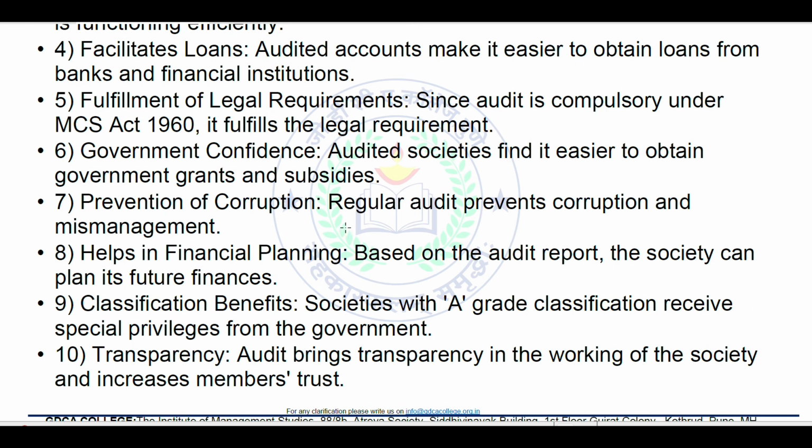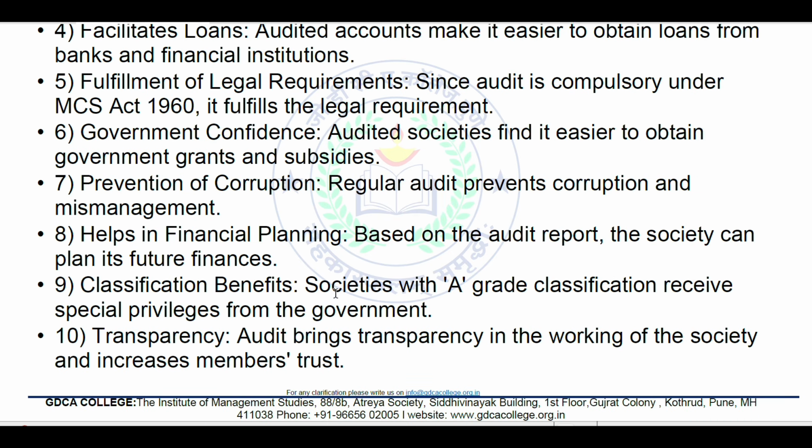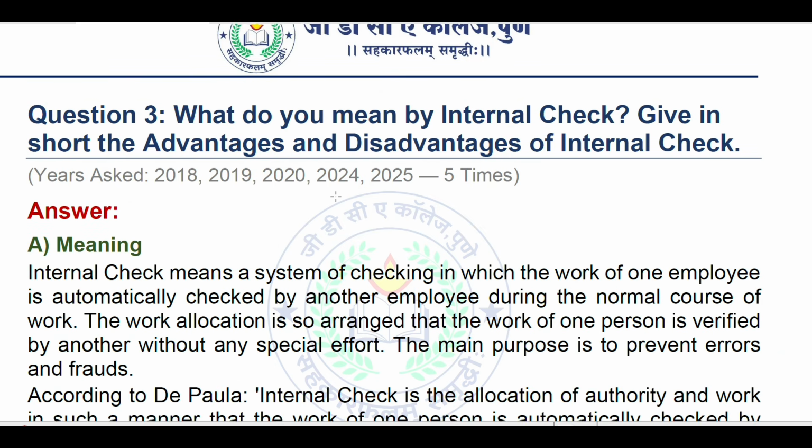Prevention of corruption. A regular audit prevents corruption and mismanagement. Number 8, helps in financial planning. Based on the audit report, the society can plan its future finances. Number 9, classification benefits. Societies with A grade classification receive special privileges from the state government and central government. 10, transparency. Audit brings transparency in the working of the society and encourages members' trust.